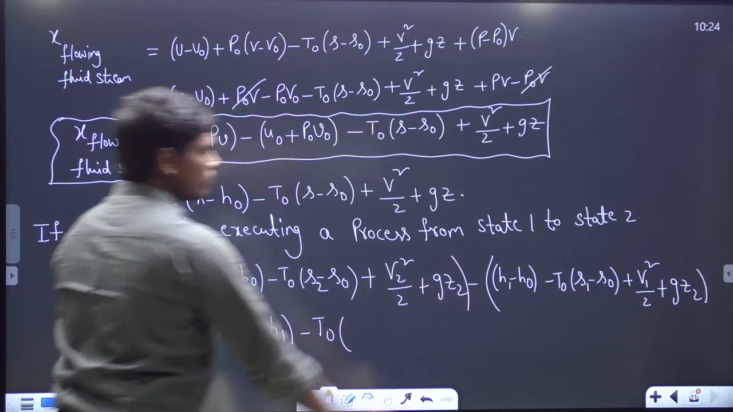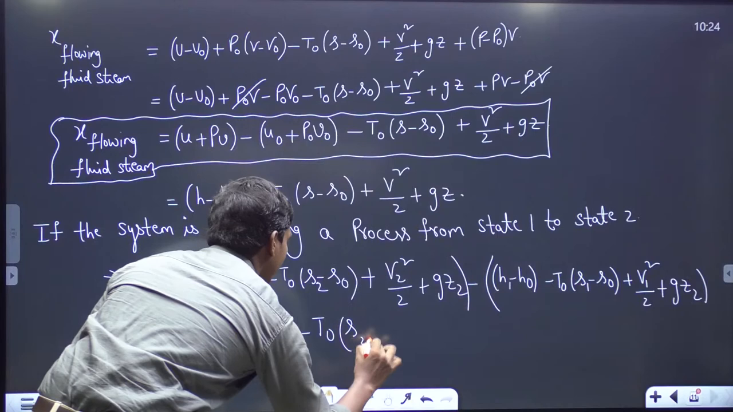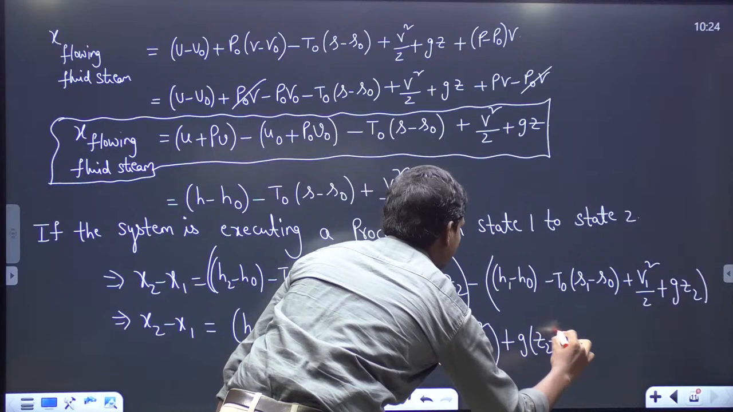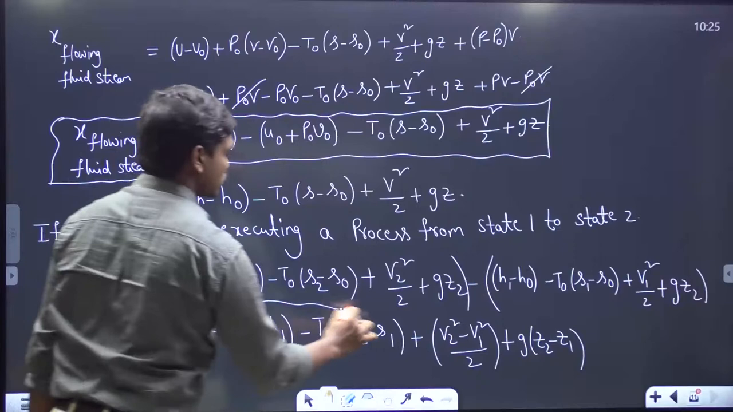So now this S0 and this S0 get cancelled, so we have S2 minus S1 plus (V2 square minus V1 square) by 2 plus g into (Z2 minus Z1). This is what we have as the exergy change for this flowing fluid stream which is undergoing a process 1 to 2.